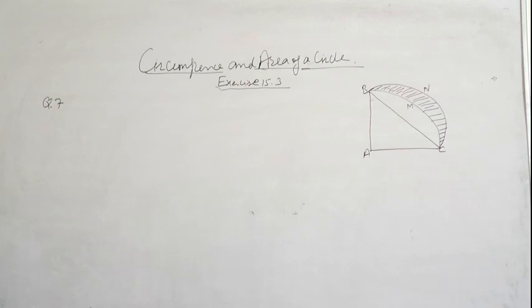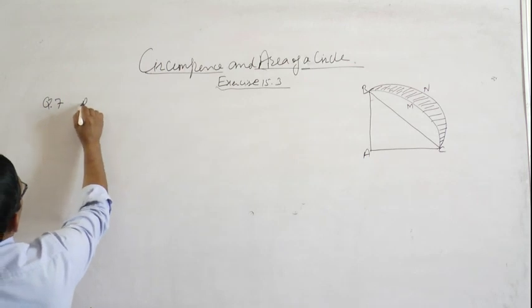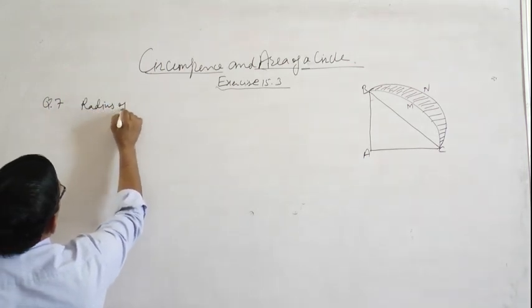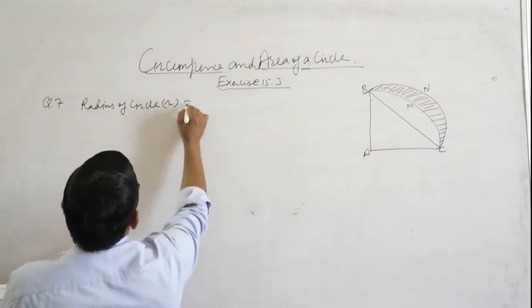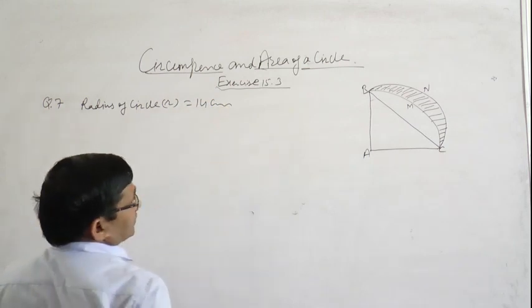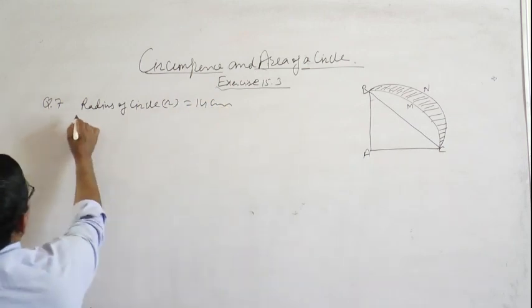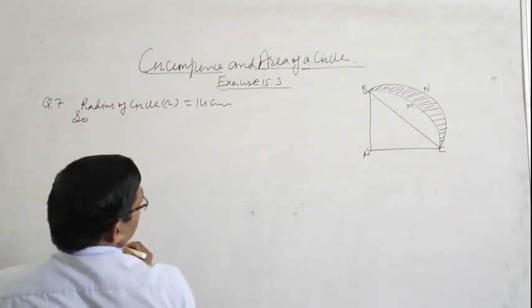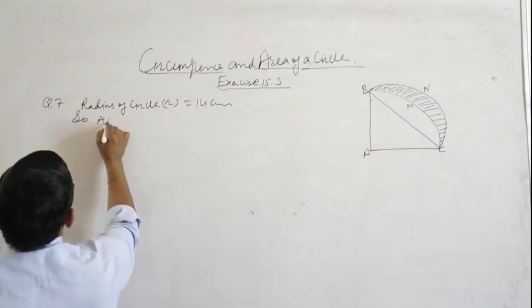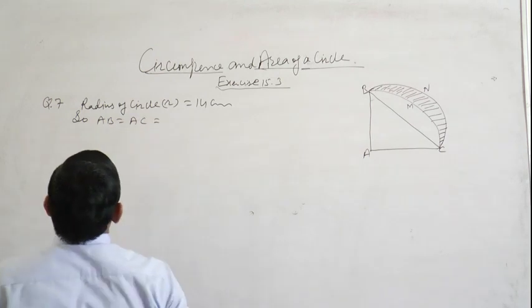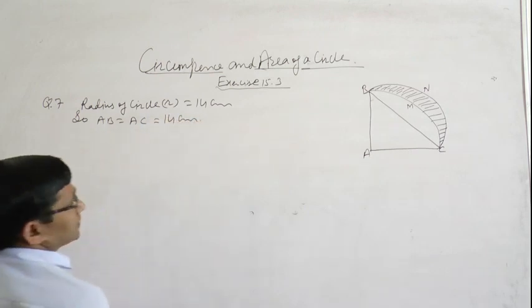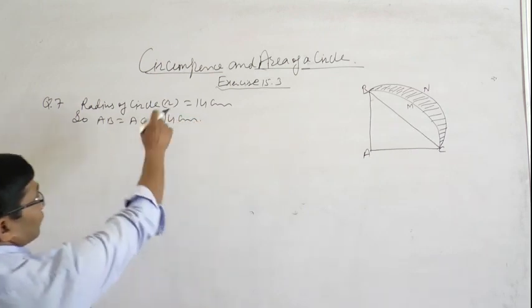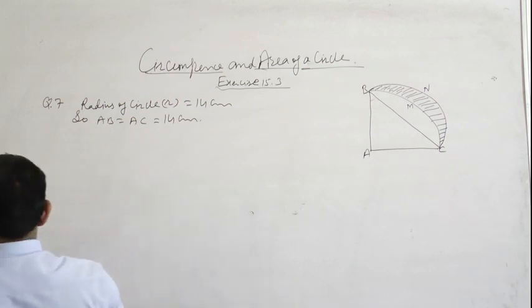Because the radius of the circle is 14 centimeter, AB is equal to AC, which is also 14 centimeter. First we find the area of a quadrant.